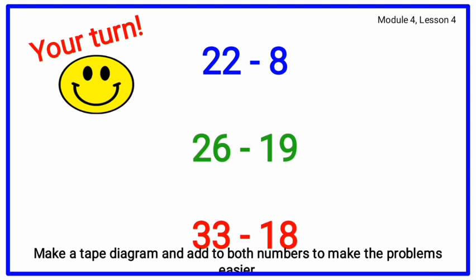26 minus 19. Between 6 and 9, who's the closest to 10? Yeah, you're right. It's 9. And what does 9 need to become a 10? It needs 1. So you're going to add 1 to both sides, which means instead of thinking about 26 minus 19, I'm actually thinking about 27 minus 20. 33 minus 18. Same strategy. Look at the ones and work it out.